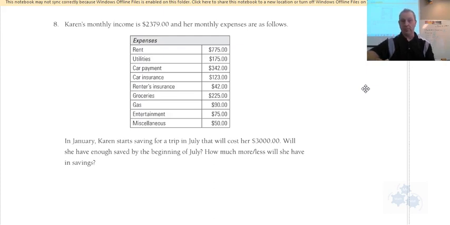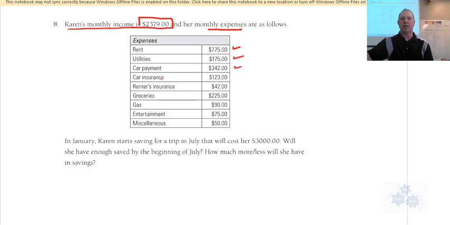So let's take a look at this one. Karen's monthly income is $2,379. Her monthly expenses are as follows. So we've got rent at $775, utilities $175, car payment, car insurance, renter's insurance for her apartment or whatever, groceries, obviously you need to eat, gas, you need to get around in that car, and entertainment and miscellaneous.